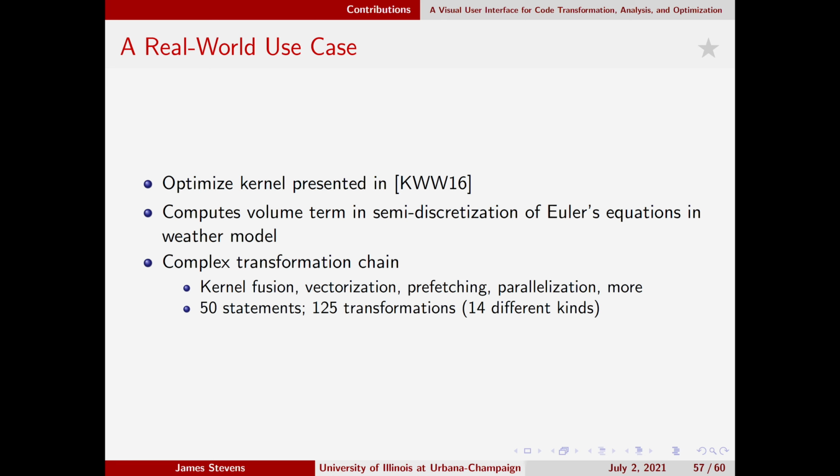Finally, we demonstrate practical application of our interface by using it to optimize the computation demonstrated in the Loopy paper cited here, which computes the volume term in the semi-discretization of Euler's equations used in a weather prediction model. This transformation chain is complex, and it demonstrates a variety of Loopy transformations, including kernel merging, vectorization, prefetching, parallelization, conversion between imperative and substitution-based code, and several others. In total, there are 125 transformations.